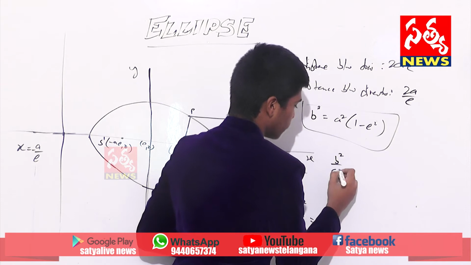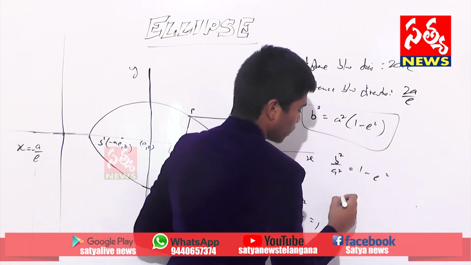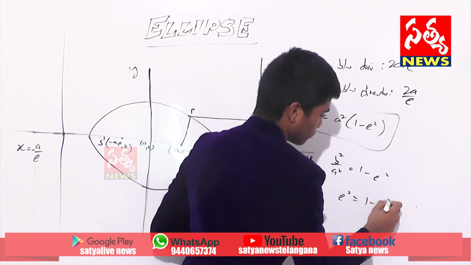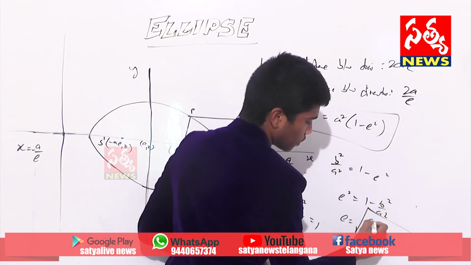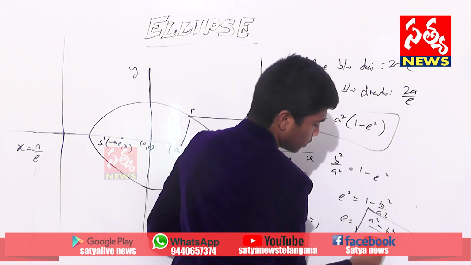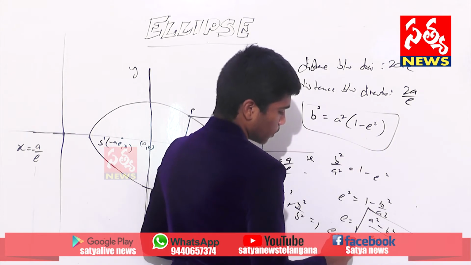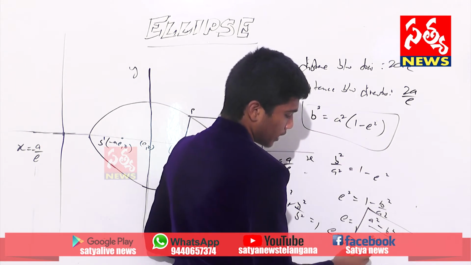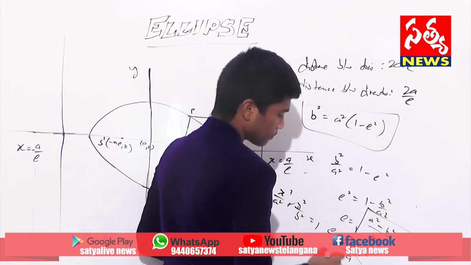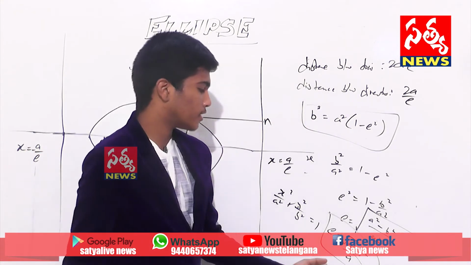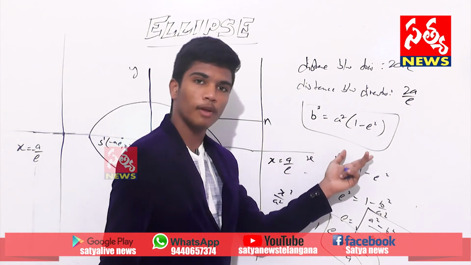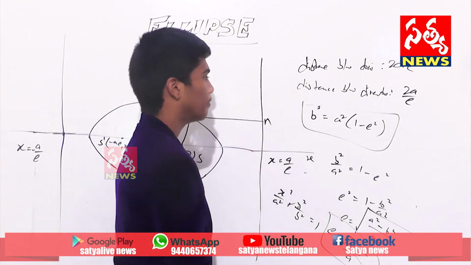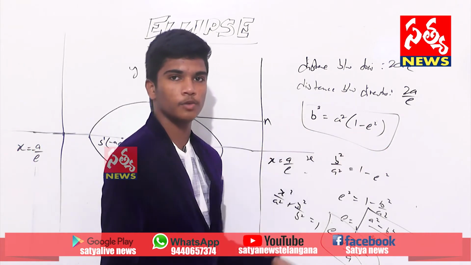b square by a square equals 1 minus e square. e square equals 1 minus b square by a square. e is, finally we will get, under root of a square minus b square by a square, which can also be written as root of a square minus b square by a. So, this is the eccentricity of an ellipse. Better to remember this formula rather than b square equals a square into 1 minus e square.